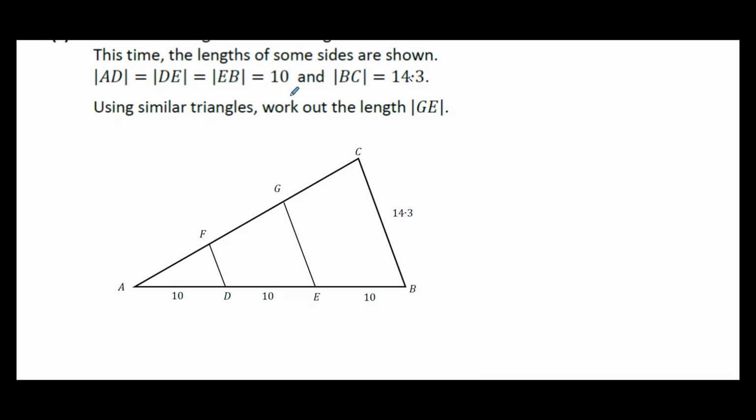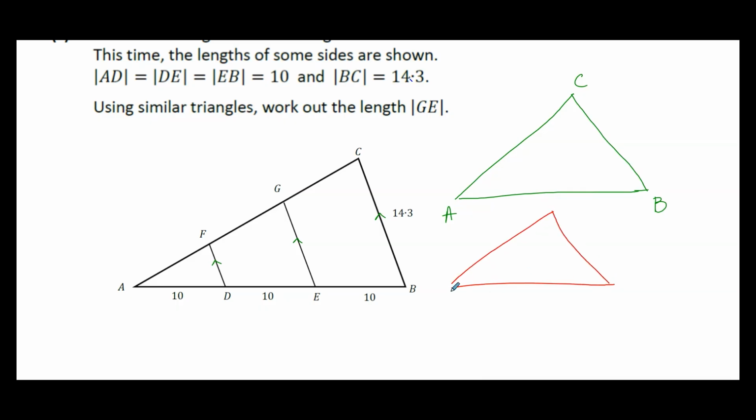Using similar triangles, work out the length GE. We were told previously that all those sides are parallel to each other. What that means is that I actually have three similar triangles. I have the very big one, ABC. Then the middle one, AEG. And then the third one, the small one, ADF. All of them are similar.